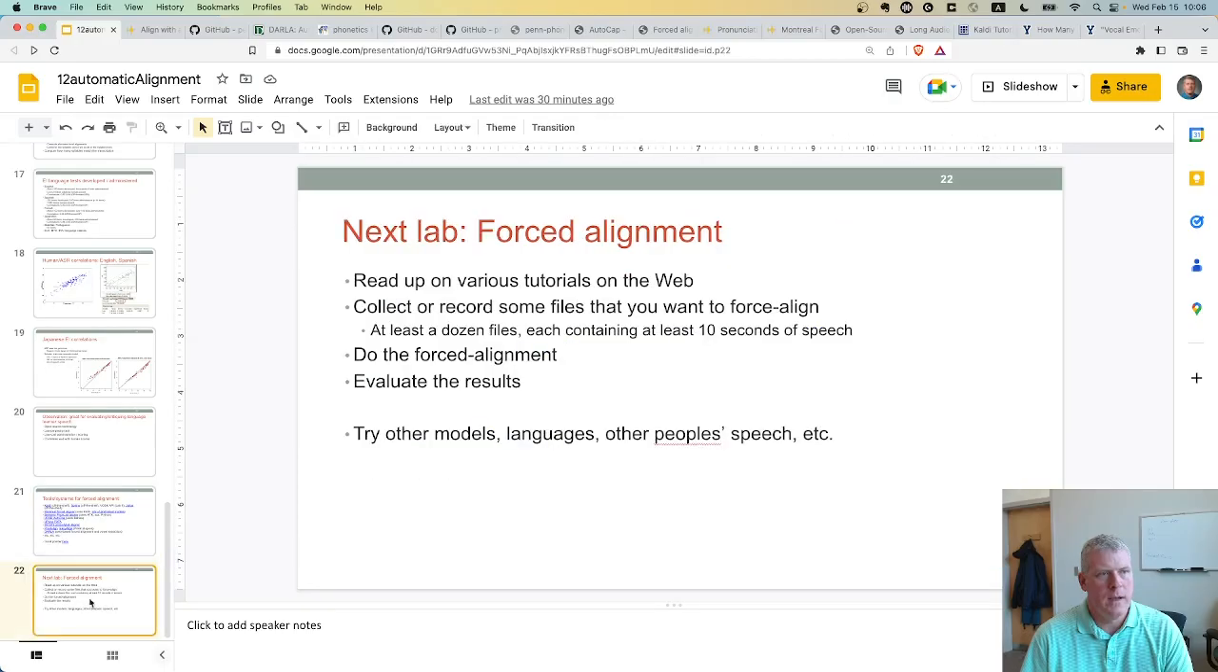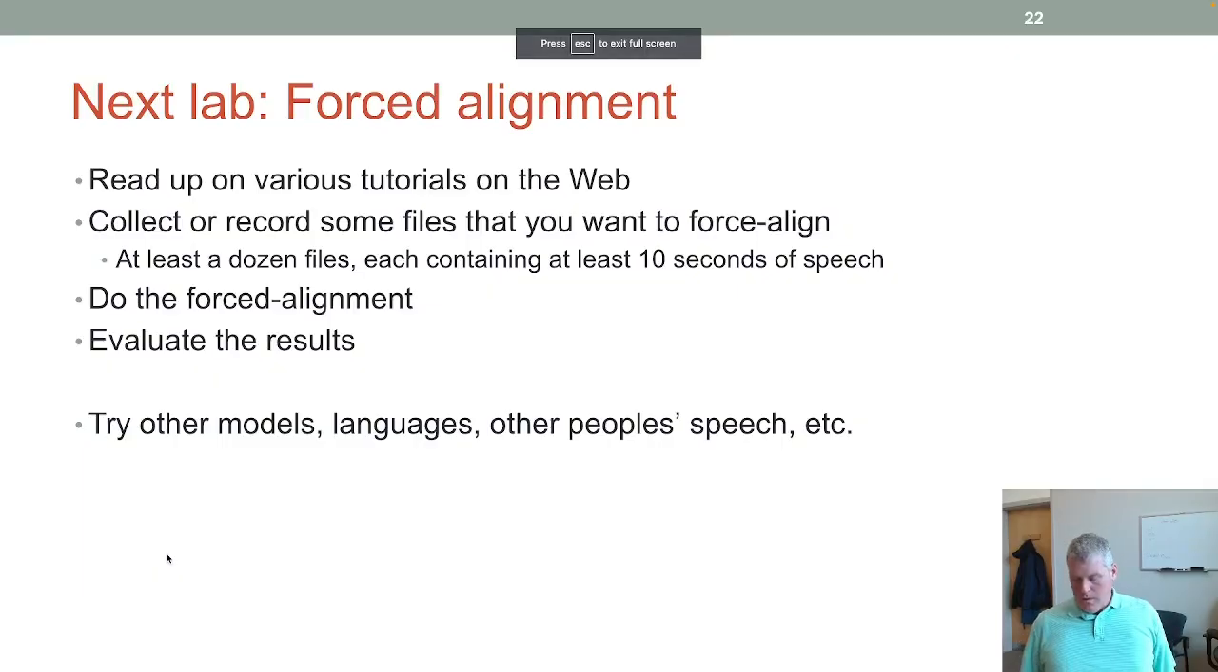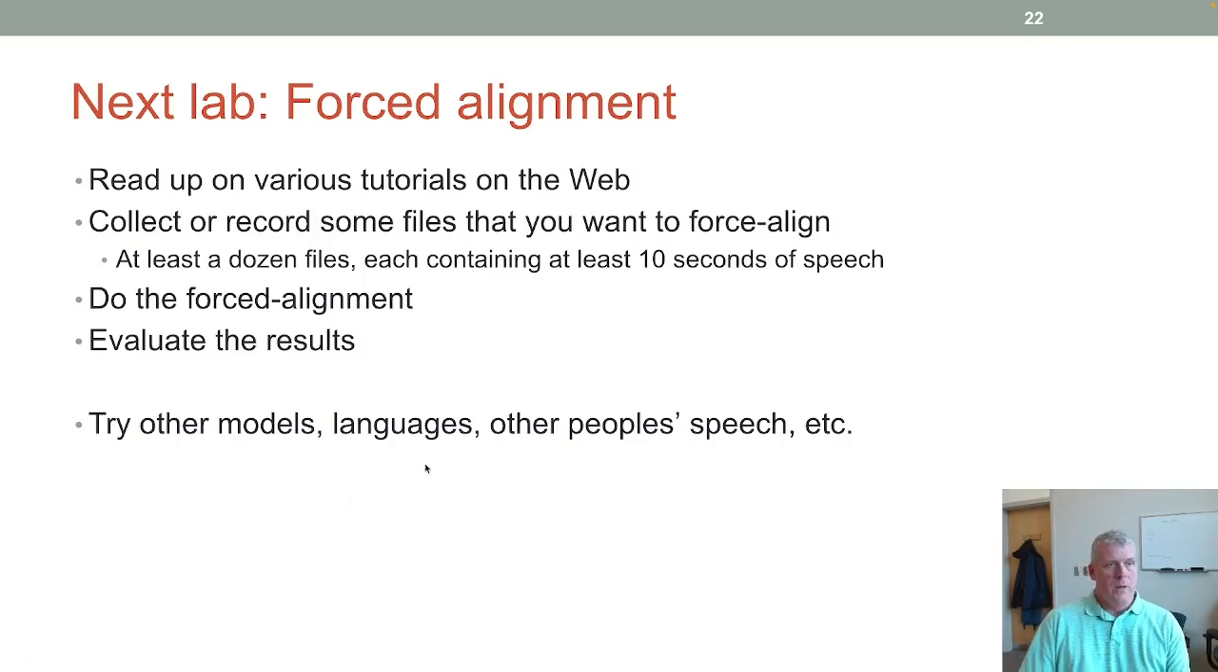So yeah, for the next lab, you're going to work with some of these systems and use a dozen files, at least 10 seconds in length, and do a forced alignment and evaluate the results, see how they do, and try some other models, other languages, maybe other people's speech. You can get some other people's speech, classmates or friends, try it with other people's speech as well.